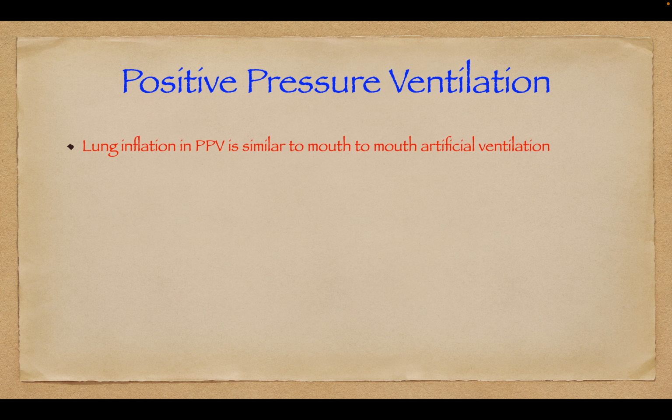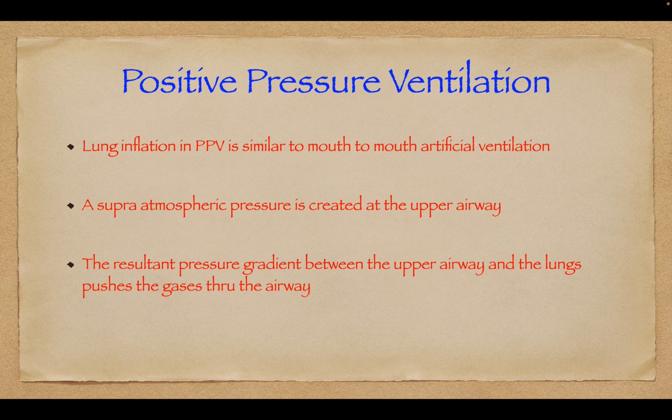Now, positive pressure ventilation has an inflatory mechanism on the lung which is similar to mouth-to-mouth artificial ventilation. A supra-atmospheric pressure is created at the upper airway, and the resultant pressure gradient between the upper airway and the lungs pushes the gas through the airway, and that is how respiration gets initiated. When all this is done in a cyclical manner, it is called IPPV, or intermittent positive pressure ventilation.